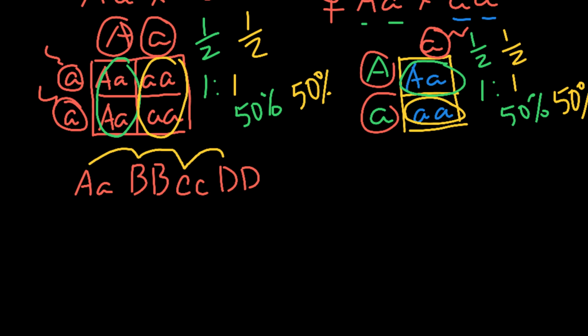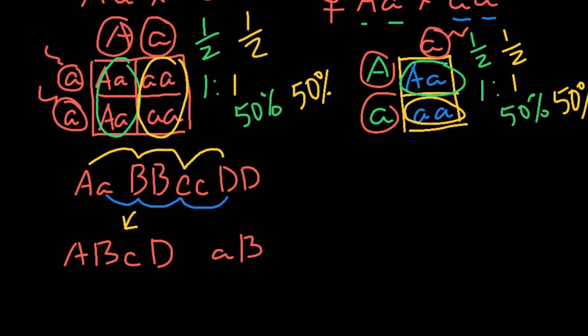So let me list it. Capital A, capital B, small c and capital D. This is the first variant of the gamete. And the second variant would be small a, capital B, small c and capital D. So small a, capital B, small c and capital D. And this is going to be the second variant of the gamete. No other variants exist.